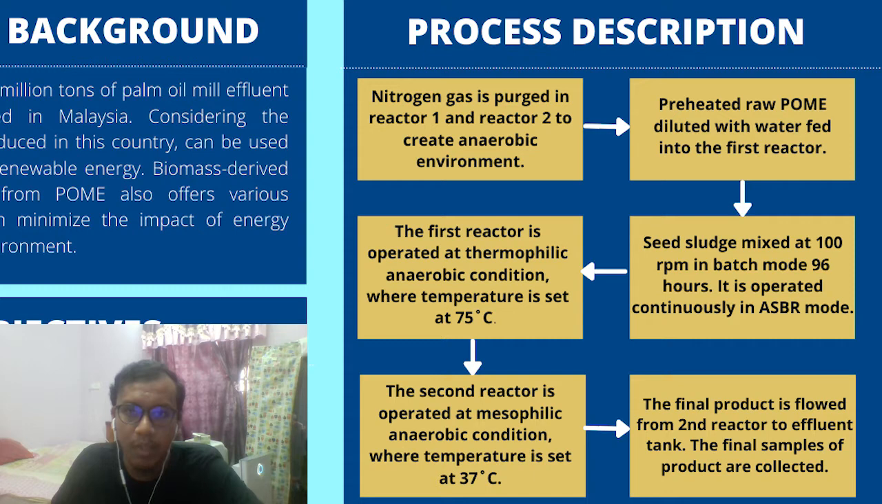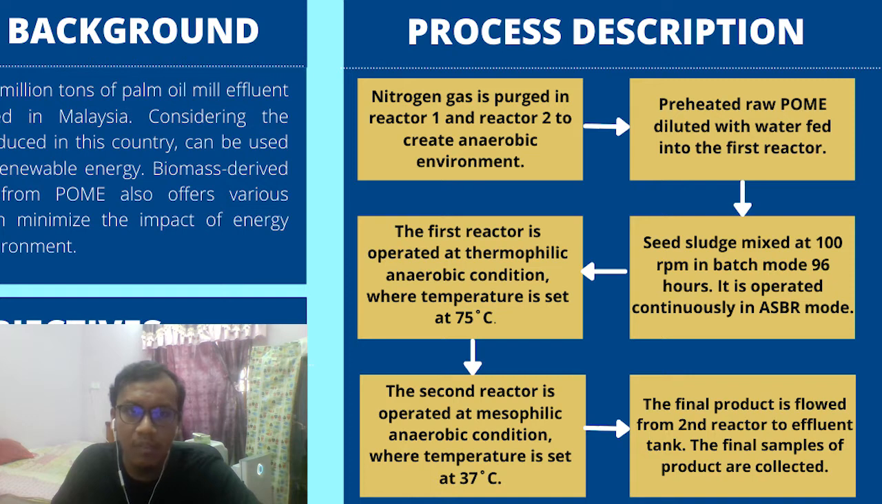Then, the raw POME that has been diluted with water is preheated to 50 Celsius and fed into the first reactor. The reactor is adjusted at 100 RPM for 96 hours to enrich the cellular biomass content. At the first reactor, parameters like pH level and temperature are controlled to produce thermophilic conditions, such as temperature equal to 75 Celsius and pH equal to 6.5.